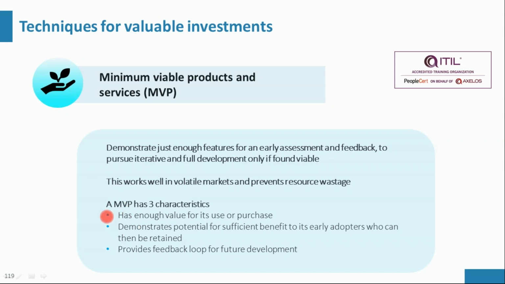An MVP has 3 characteristics: it has enough value for its use or purpose, it demonstrates potential for sufficient benefit to its early adopters, and it provides a feedback loop for future development. We need some early adopters for the MVP who can then be retained, and we can capture more market after that.